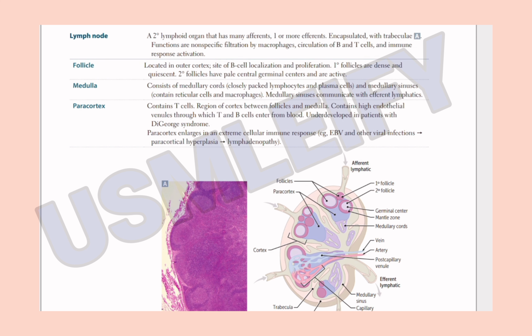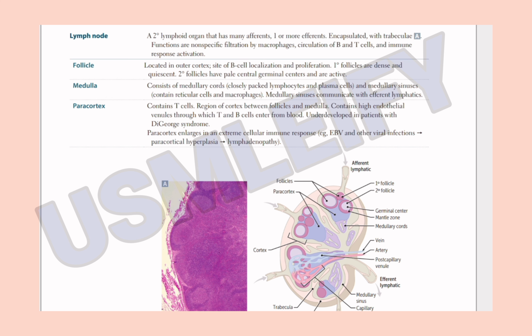It has follicles, which contain B cells. The follicle is present in the outer cortex. The cortex contains B cells and follicles. The paracortex is the region between the medulla and the cortex. It is a T cell zone. The medulla has medullary cords and sinuses. It is the inner region and has plasma cells and macrophages.